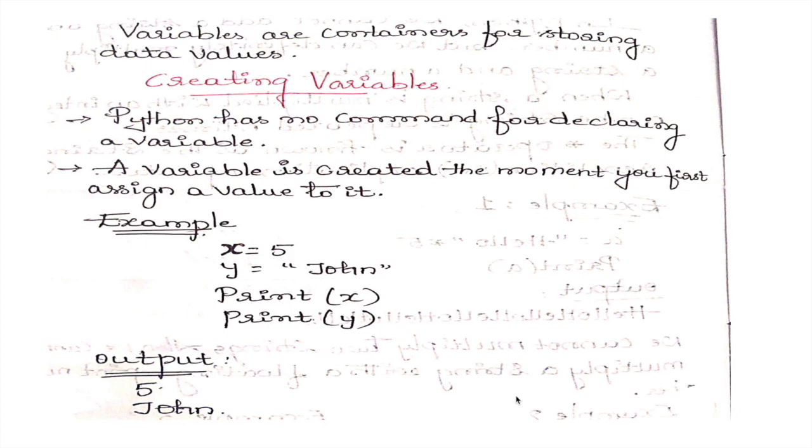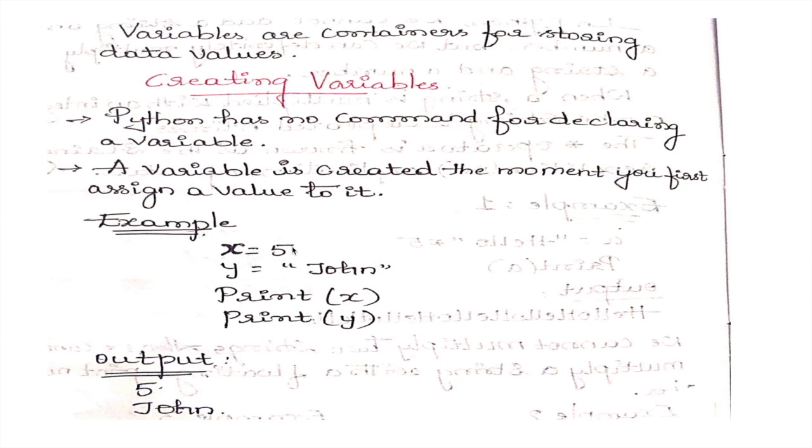Python has no command for declaring a variable. Automatically, a variable is created the moment you first assign a value to it. For example, you can see in Python we don't have any command. Whenever you assign a value, it will automatically allocate some space to it. For example, see x is equal to 5. So the value 5 is going to be stored in a variable x. So x is the place where you are going to store your value 5. Here you are not using any command. You are just assigning the value 5 to x. This is the assignment operator, equals.